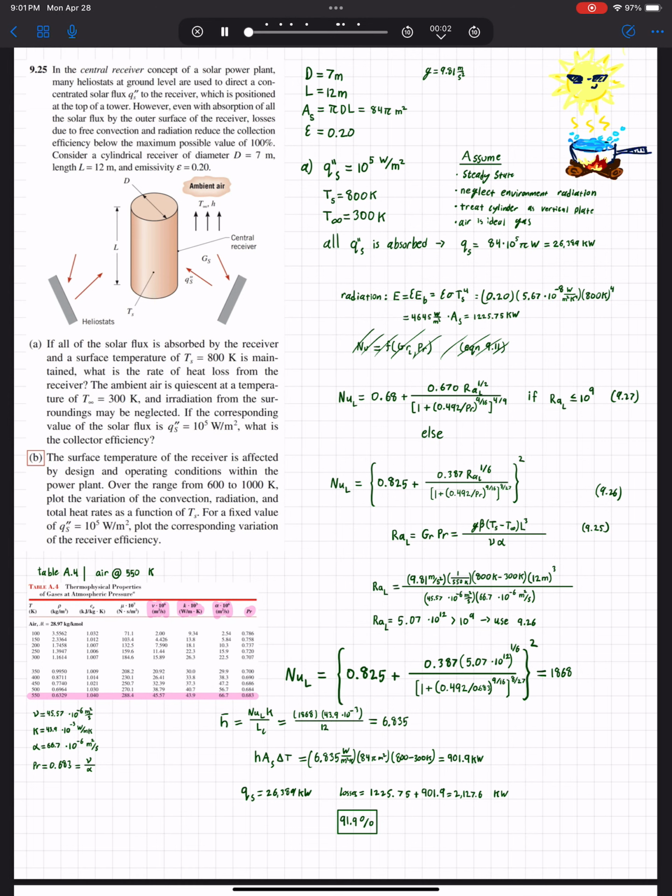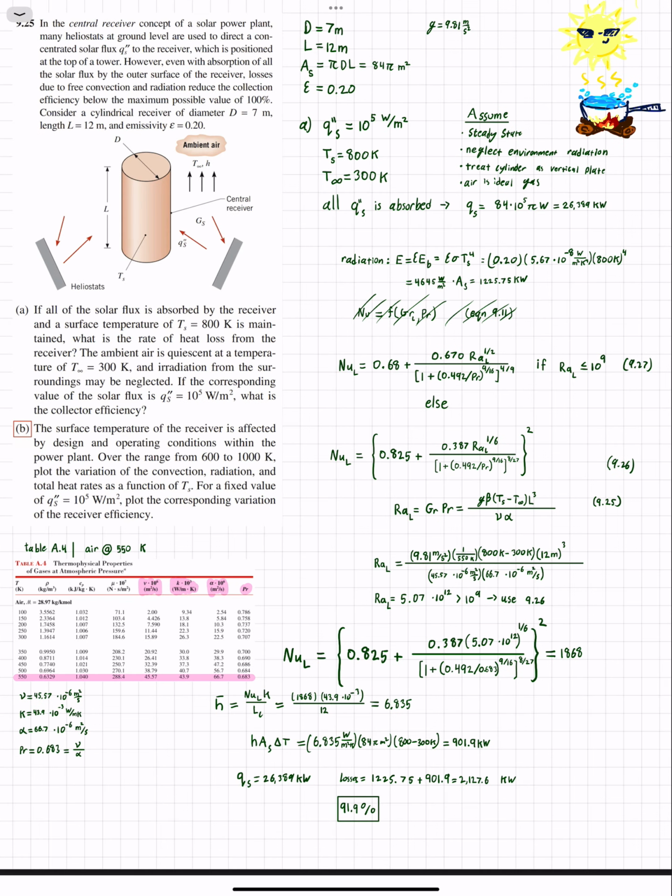Hello, this is Mason Haggerty with question 9.25 from the Fundamentals of Heat and Mass Transfer, 8th edition. In this question, we're looking at a central receiver concept of a solar power plant.